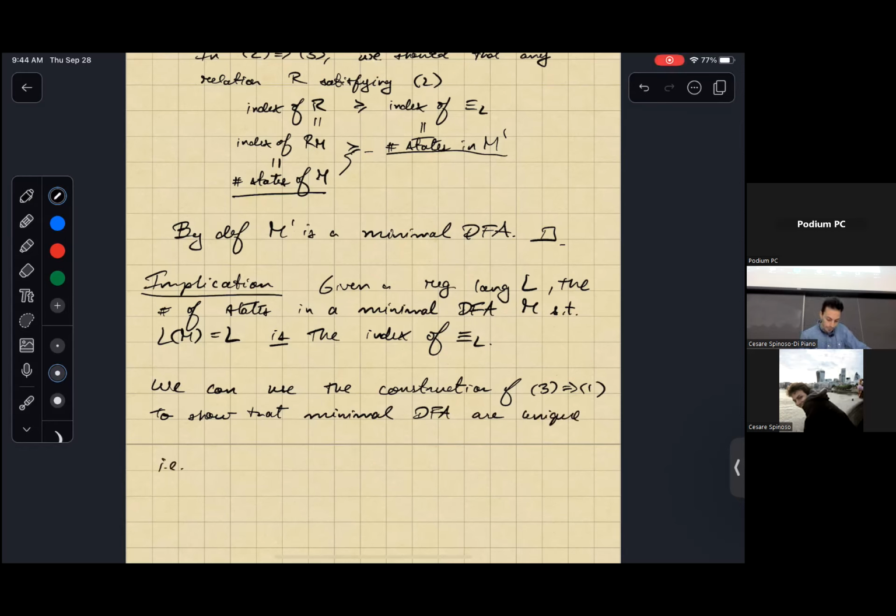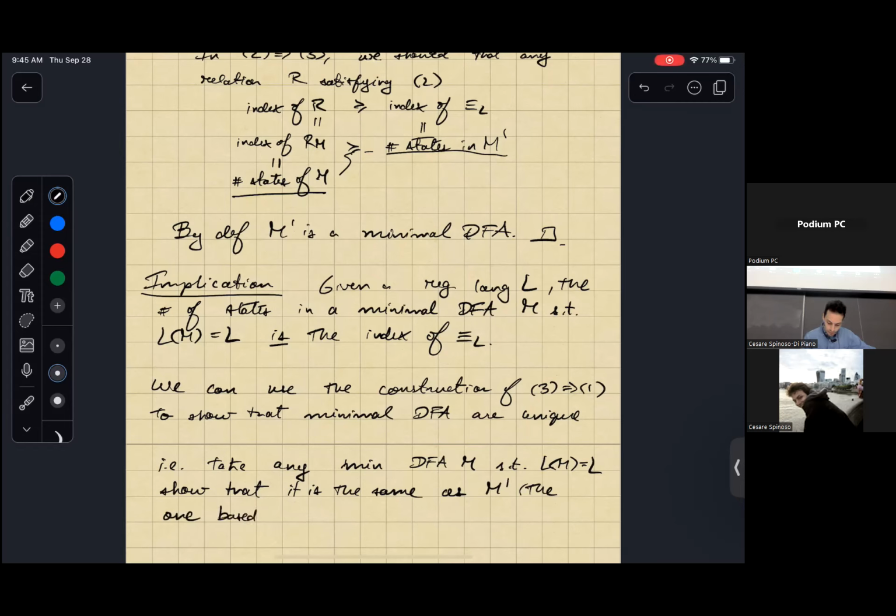So take any minimal DFA M such that the language accepted by M is L. And we will show in the proof that I'll post that this minimal DFA M is the same as M prime, the one based on the equivalence classes of the Myhill-Nerode relation.